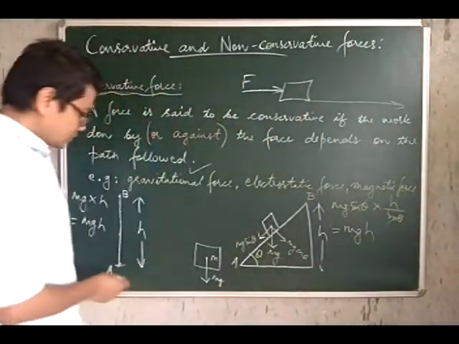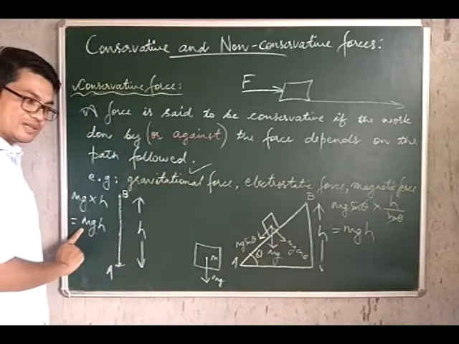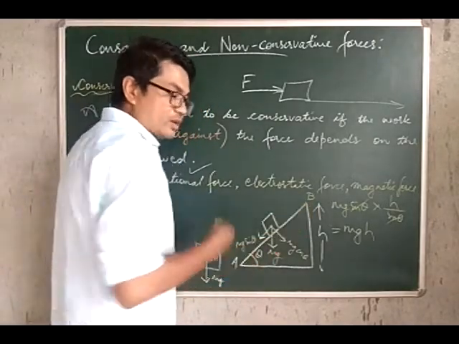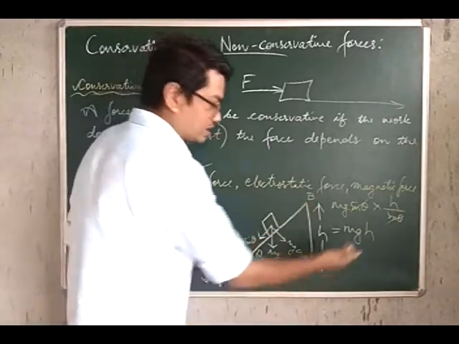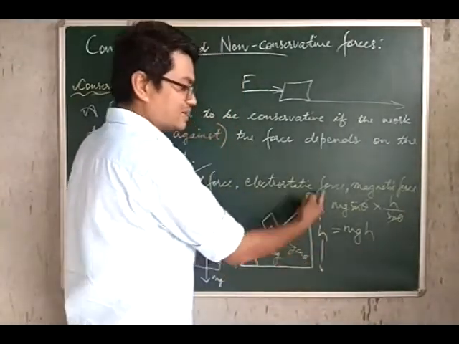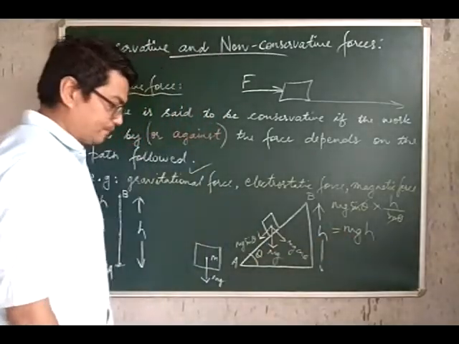Okay, so in order to take this body straight up, the amount of work we are doing is mgh. To take the body up the incline, obviously following a different path, the work done is still the same, because we are eventually displacing it by a vertical height h. The work done is mgh.